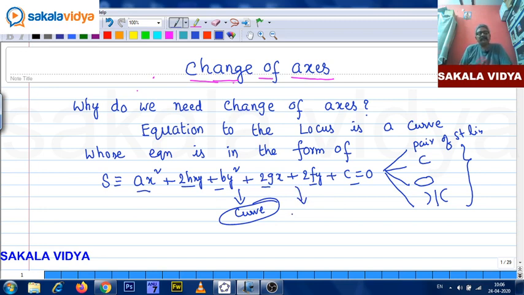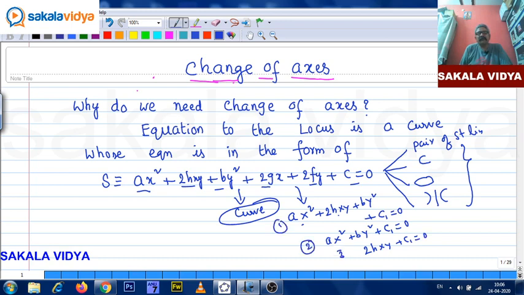Without changing its identity, we need to change this equation. We need to convert it. So if you are able to convert this form, ax square plus 2hxy plus by square plus c1 is equal to 0, now how many terms are there? 1, 2, 3, 4 terms are there. Otherwise, this can be converted like this: ax square plus by square plus c1 equals 0. Or it may be converted to 2hxy plus c1 equals 0. In three forms, the same equation can be changed with the help of change of axis. So that's why we need the change of axis.